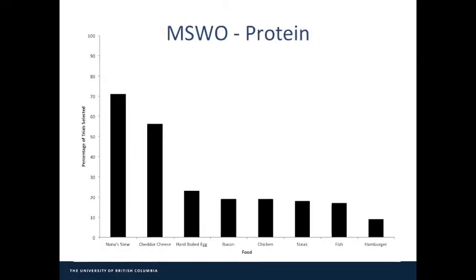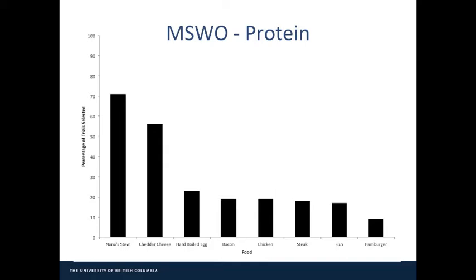This is the graph for the protein assessment. This is my favorite graph because Nana's stew is on the graph, which is fantastic. And I've had Nana's stew, it is good stew. It's not surprising to me that it's preferred. So you can see along the x-axis the food and on the y-axis, percentage of trials selected. So Nana's stew was the most preferred, and this was preferred enough that we didn't need to target this.